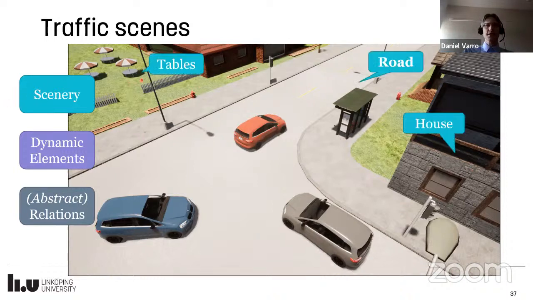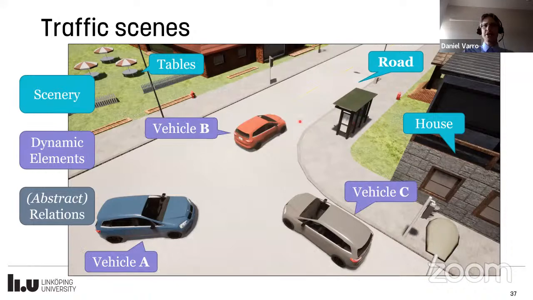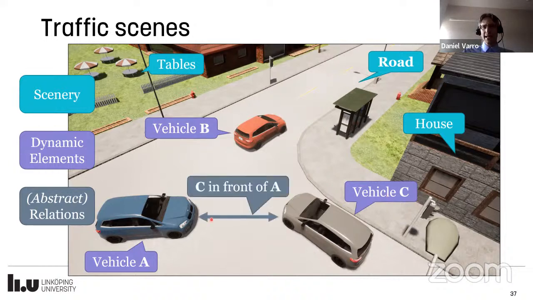So when we are describing such traffic scenes, we can again use graph models, for instance, for capturing concepts in the scenery. Scenery are like the road, the house, which are there permanently or in a static way. We can use graph nodes for capturing the dynamic elements or the actors, so vehicle A, vehicle B, vehicle C, and the physical distance and geometric relations between those actors can be abstracted into graph edges. So for instance, vehicle C is in front of A. This is one graph edge, or another edge could be that B is on the road and not on the pavement.